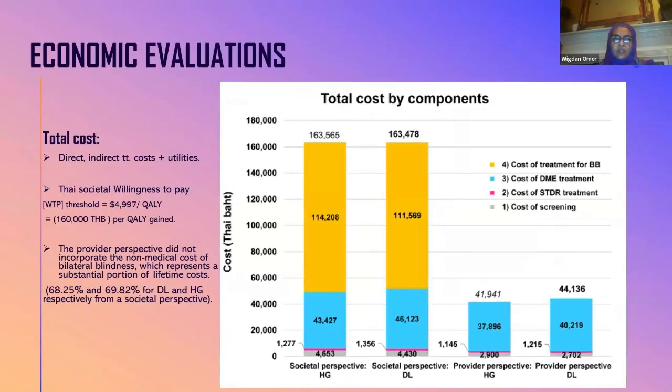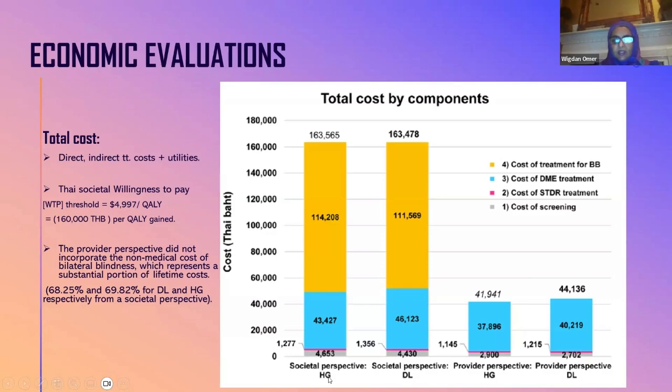Now, economic evaluations. The study accounted for all the direct and indirect costs of treatments, as well as utilities. It was taken from two perspectives: the societal perspective and the provider perspective. The reason why the societal perspective had higher costs is because they accounted for rehab after the bilateral blindness in the long term. But from the provider point of view, it's just the treatment period. It's not the lifetime rehab extended cost.